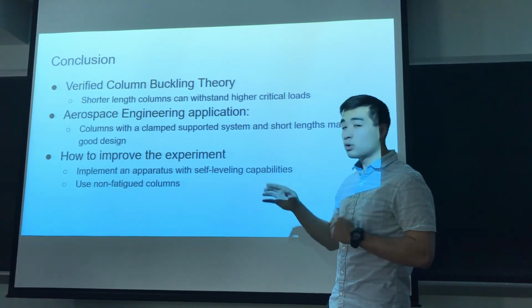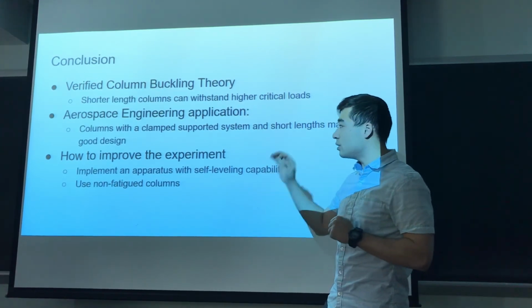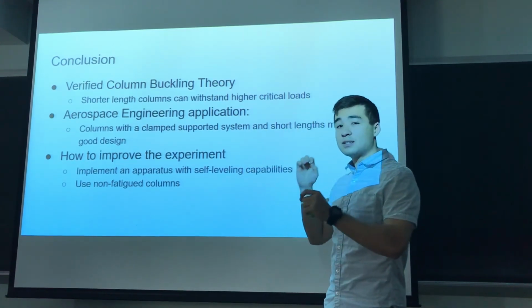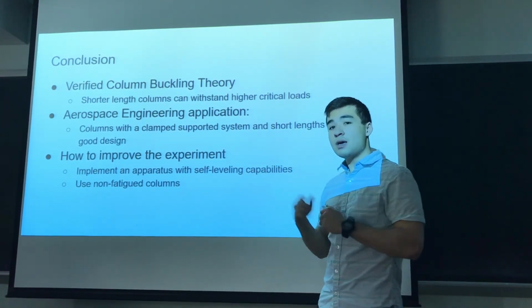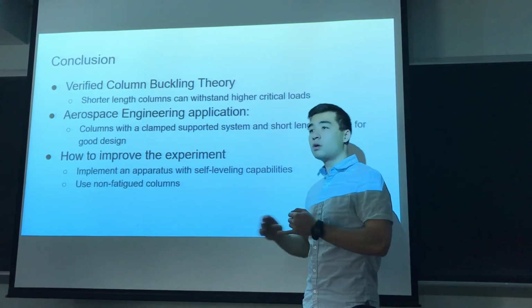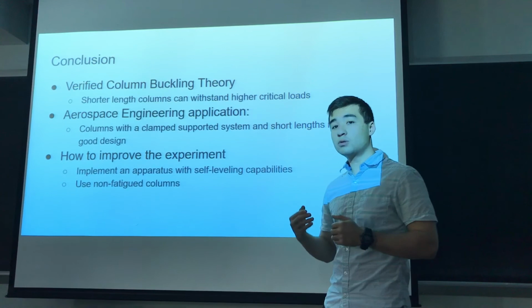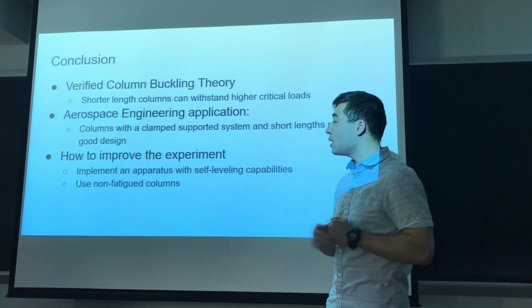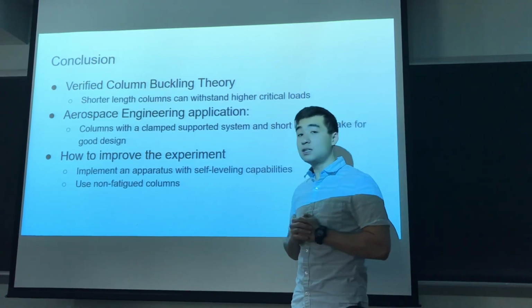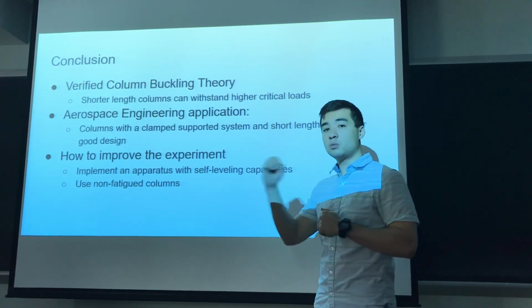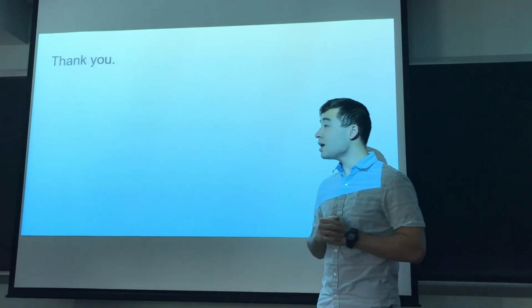Additionally, we talked a little about this earlier, but you can improve this experiment by utilizing an apparatus that has self-leveling capabilities. This, of course, makes our error smaller, or would theoretically make our data points more accurate towards our theoretical critical load. Additionally, you can also use non-fatigued columns. That would be the main point of making our data points that much more accurate. This concludes the briefing.